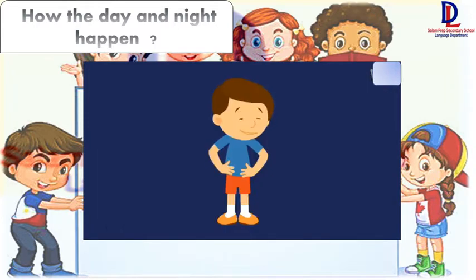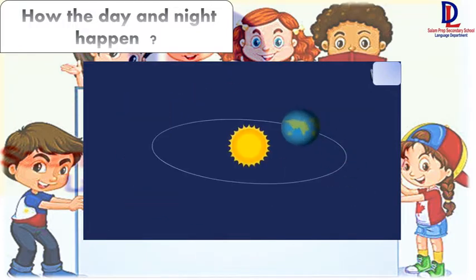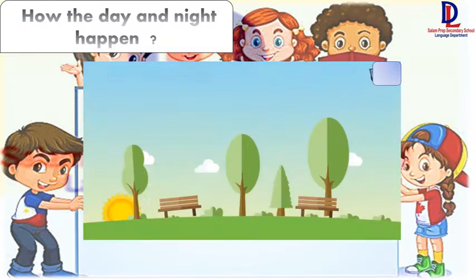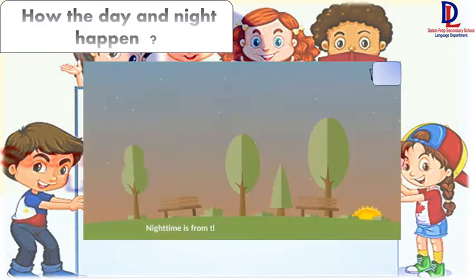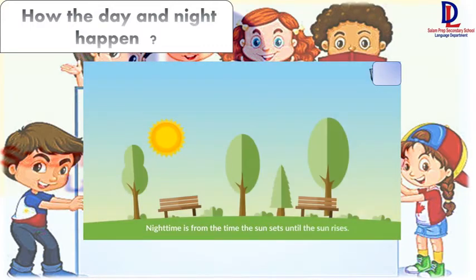Let's learn some fun facts about day and night. The Earth is always spinning around, and it takes 24 hours for the Earth to complete one rotation. Daytime is from the time of sunrise until sunset. Nighttime is from the time the sun sets until the sun rises.